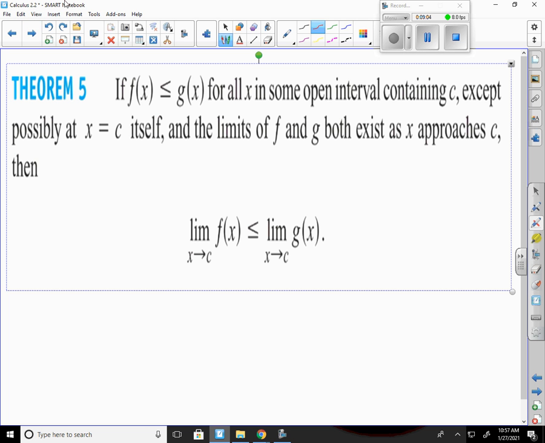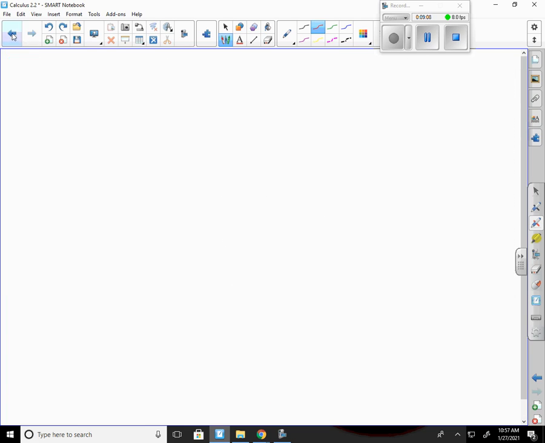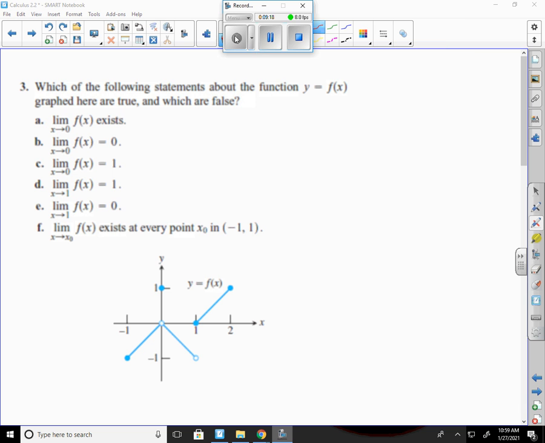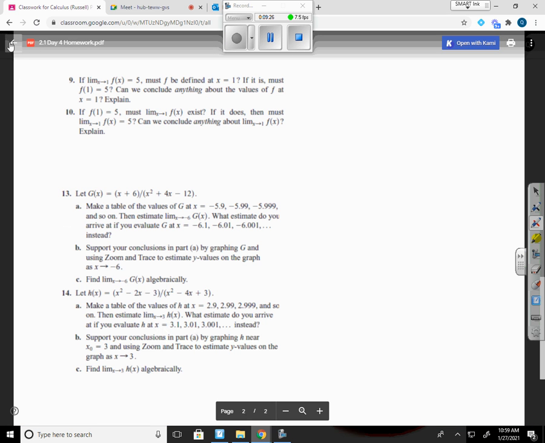Okay, that's really the end of this section. So I've assigned you some homework for tonight. I am going to go over some of the homeworks that we haven't gone over yet from previous classes. So let's get into them. So let's look at number 3. This is from 2.1 day 4.